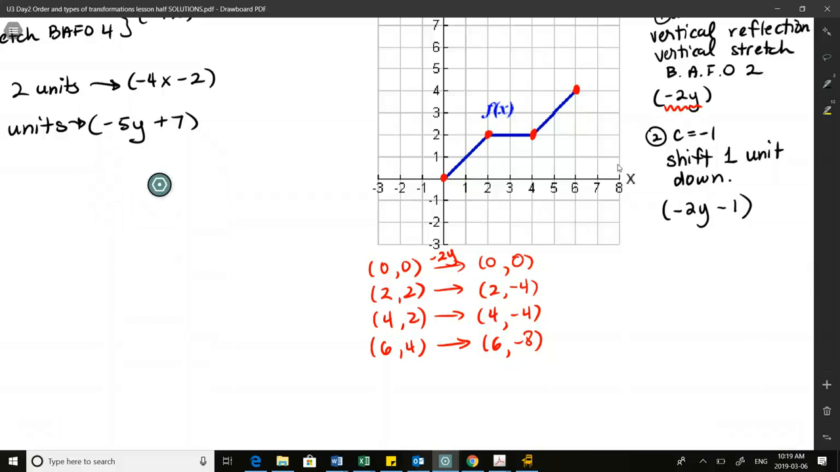So when we go to rewrite the points here, we have 0, 0, 2, -4. I want to kind of move these points.